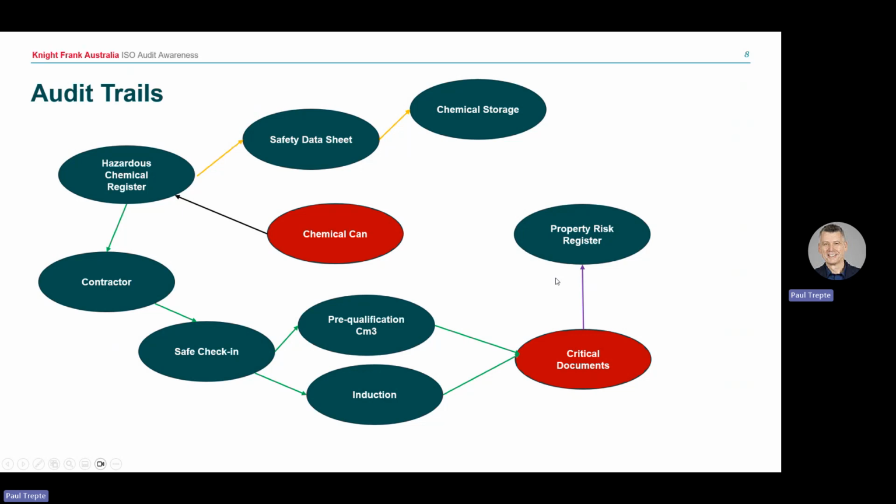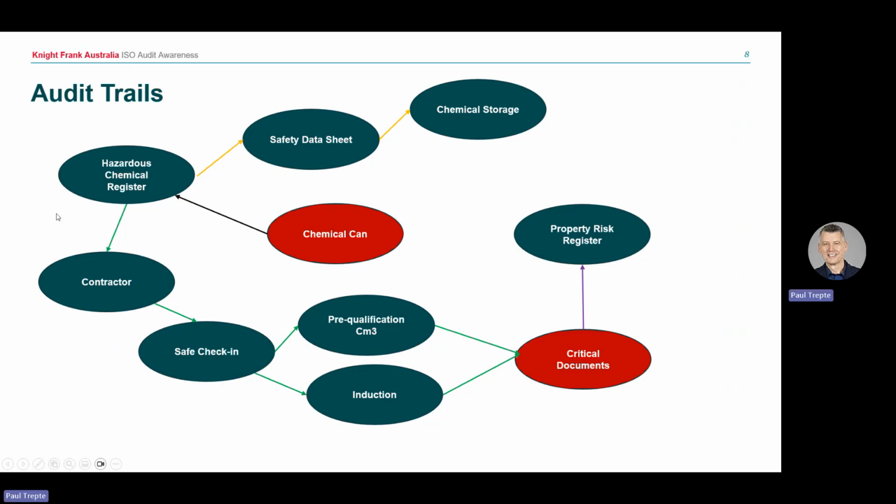The example we have here is a chemical can observed by the auditor within a plant room. The audit trail they start to follow is they look to see if that chemical is on the hazardous chemical register. And then they can follow two trails of investigation from that. They can look at the safety data sheet to see if there are any storage requirements around that particular chemical, and then they look at what the storage requirements should be for that chemical.